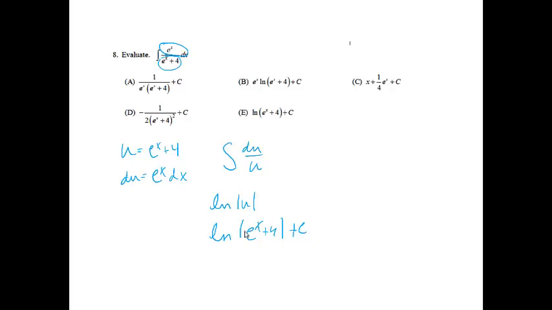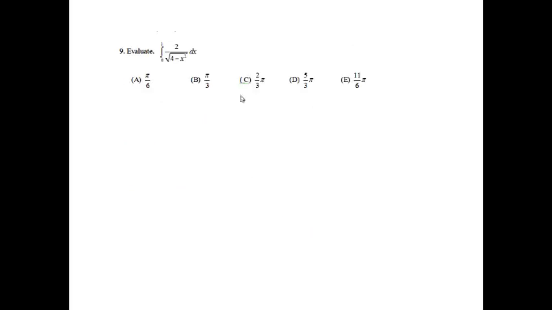plus c, of course. And I notice that that's not one of the choices because none of these have absolute values in them. And that's just because e to the x plus 4 can never be negative anyway, so we don't need them. So the choice I am going to pick is e.